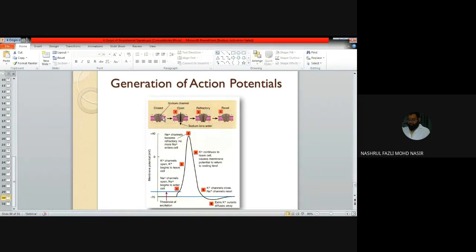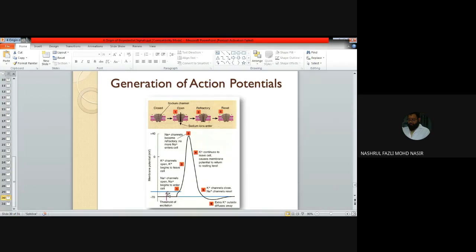Sodium channels open and sodium ions begin to enter the cell. Then the potassium channels open and potassium ions begin to leave the cell. Sodium channels become refractory, so no more sodium enters the cell, while potassium continues to leave, causing the membrane potential to return to the resting level. Extra potassium ions diffuse away.